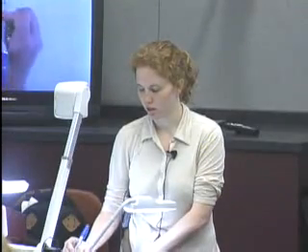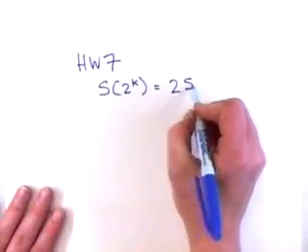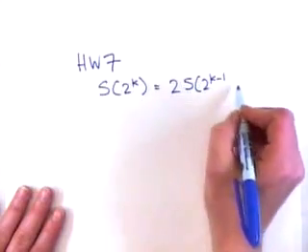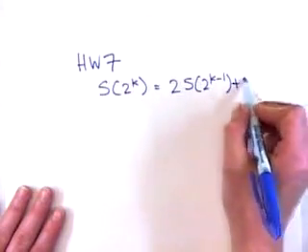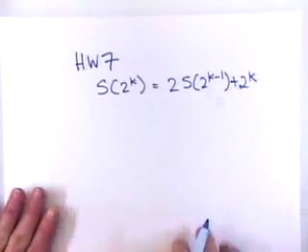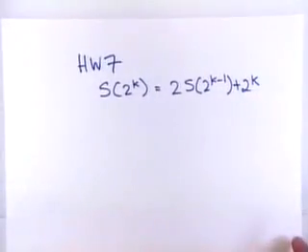There was one problem where, can someone remind me of the recursion problem where you had to find closed form? S of 2 to the k? S of 2 to the k is equal to 2 S of 2 to the k minus 1, plus 2 to the k. There you go. Okay, so the first part of this was to make a table, right?